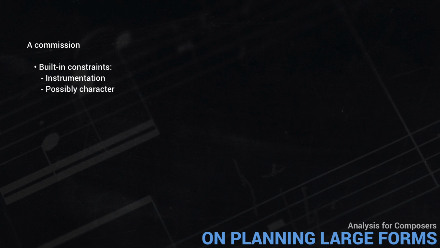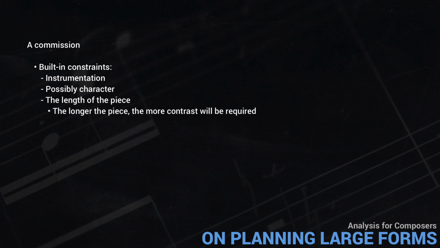If it were my first time writing for this ensemble, I would look at existing examples for this combination, noting how the instruments interact and the many possible textures they can create. The goal here is not to copy a specific model, but to learn things that can be transferred into my own style. The length of the piece is another important constraint. The longer the piece, the more contrast will be required to maintain interest. A symphonic movement lasting 20 minutes needs much more varied material than a piano prelude lasting 1 minute.